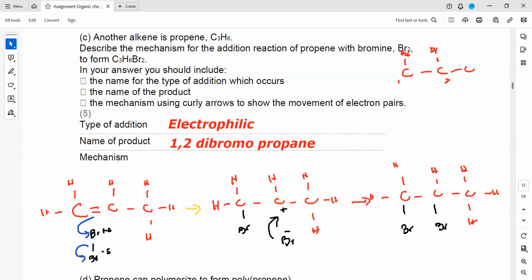The mechanism of electrophilic addition reaction, in this example propene with bromine. Any doubt or a question in this? Okay.